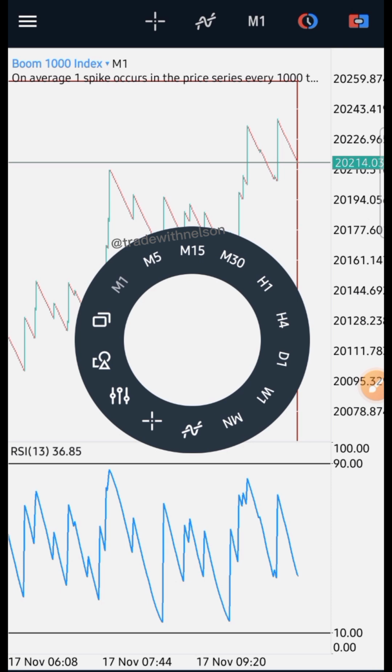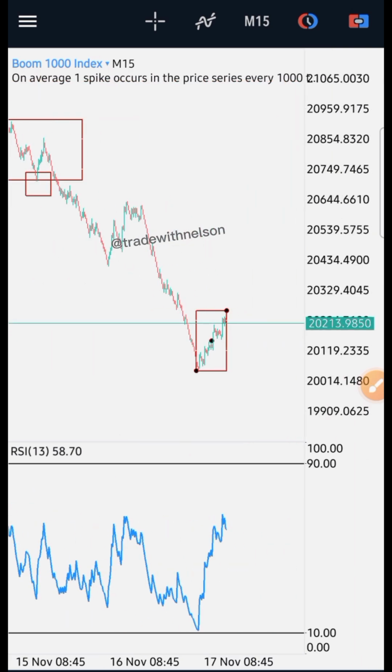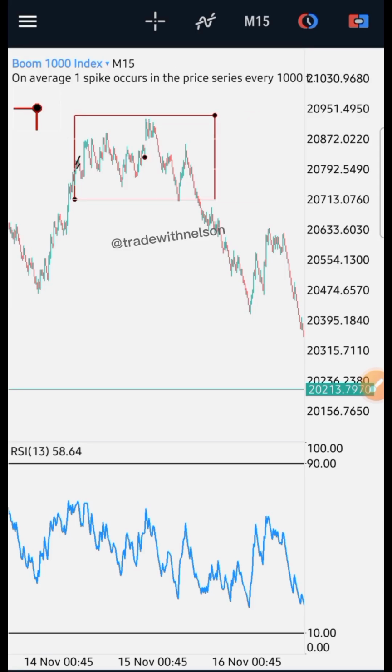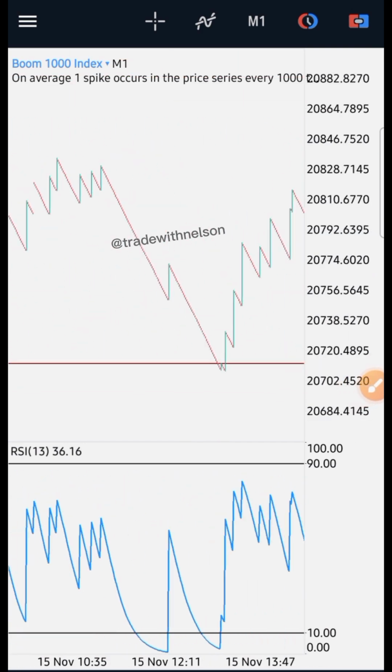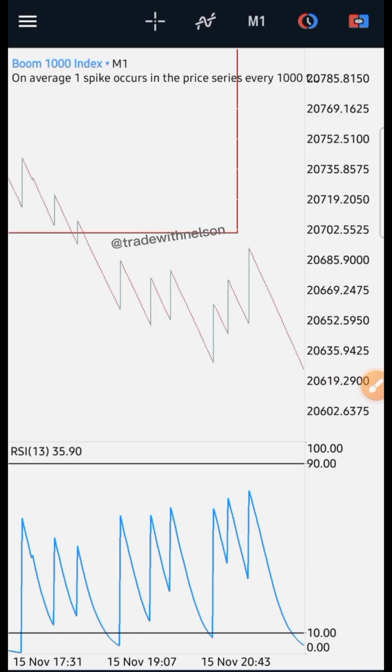So we'll go to your 15 minutes time frame. As you can see here, this is an uptrend. This is a ranging market. So let's go to this ranging market area to look for our setup. We'll go back to our 1 minute time frame. So this is our ranging market area.